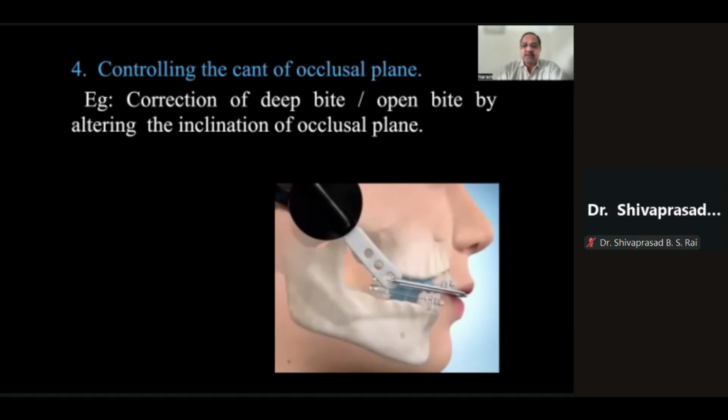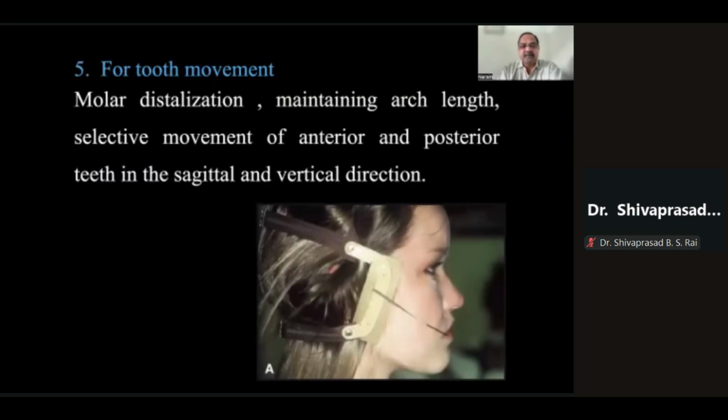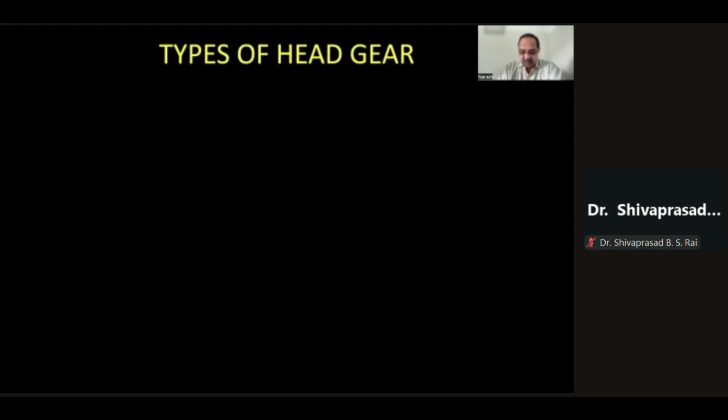Number 4 is to control the occlusal plane cant. Like in deep bite cases where you want extrusion of posteriors and intrusion of anteriors, headgears are used, or in open bite cases where you want intrusion of posteriors and extrusion of anteriors. You can use it along with a fixed appliance, or you can use it as a splint. And number 5 is for tooth movement, mainly in molar distalization. So these are the various uses of the headgear.